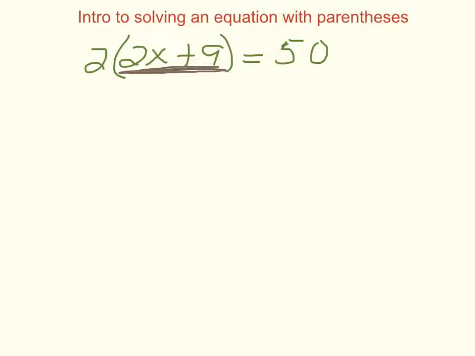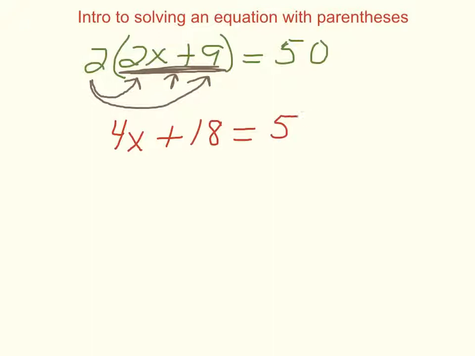The way that we do that is through something called distribution. Distribution means that we take this outside 2 and multiply it by the 2x. We're also going to take this outside 2 and multiply it by the 9, and keep them separated by the plus sign inside. We can't just drop that. 2 times 2x gives us 4x. There's our plus sign that's inside the parentheses. Then 2 times 9 is 18. We're copying the equal sign and the 50.